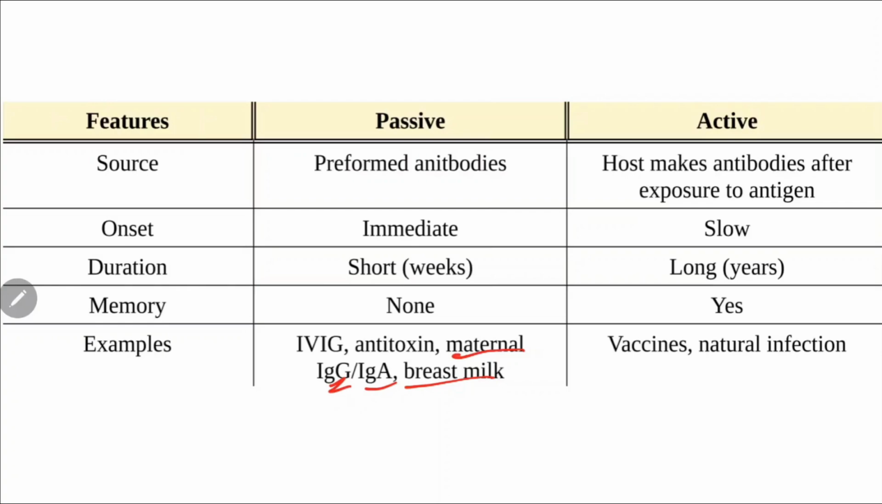Now, examples of active immunity are obviously vaccines, right? So whenever we give a vaccine, it's basically exposing the patient's immune system to the antigens, and that can lead to development of memory cells, immune response and antibodies, right? And the other way is literally natural infection.